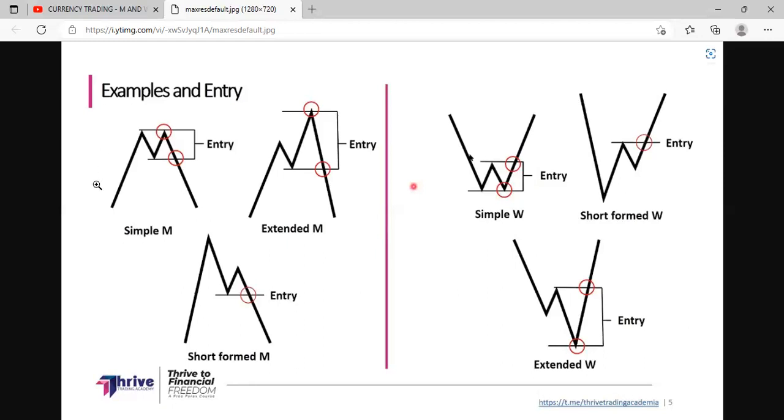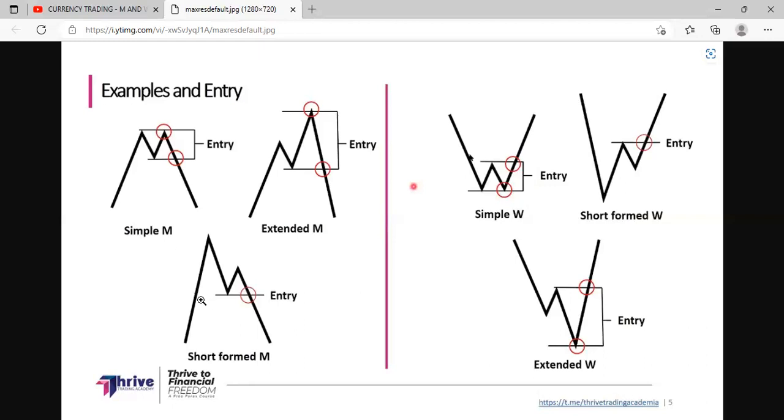First one, you have your simple M pattern, standard M pattern, whatever you want to call it, double top, where price puts in two equal highs at a level of resistance, then reverses down to the downside. And then you have your extended M pattern where price puts in a high at that resistance level, but then proceeds to put in a higher high, but fails to break that new higher high, giving us the reversal back down to the downside.